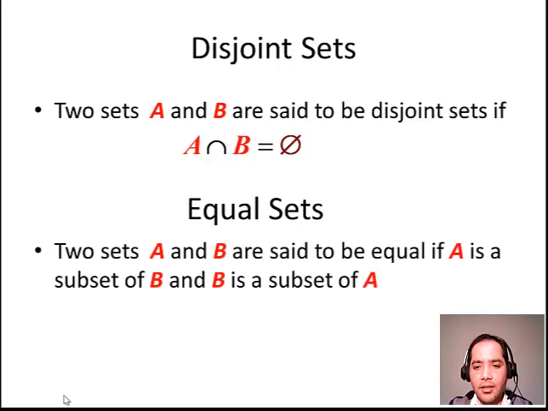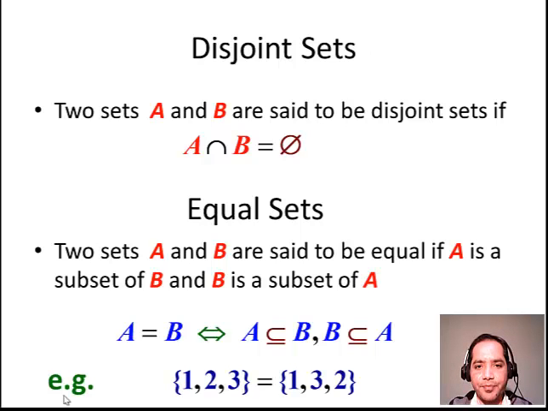Equal sets. Two sets A and B are said to be equal if A is a subset of B and B is a subset of A. Mathematically, A = B if and only if A is a subset of B and B is a subset of A. For example, {1, 2, 3} is equal to {1, 3, 2}.